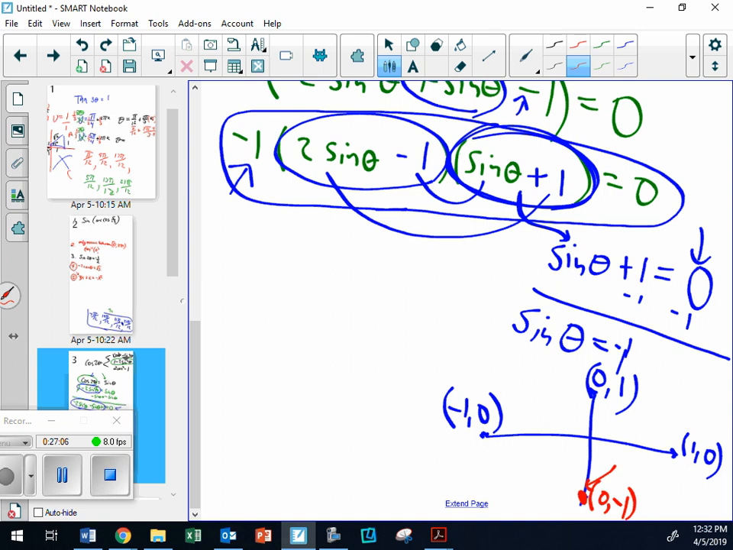Now, some of you are thinking it should be -pi over 2. So there's team -pi over 2 and there's team 3 pi over 2. Which team are you on? Hannah? Since there was no inverse, it's 3 pi over 2.